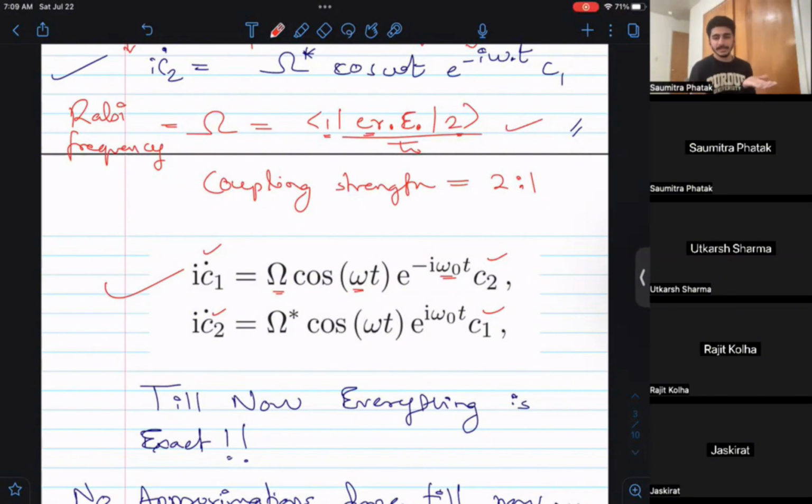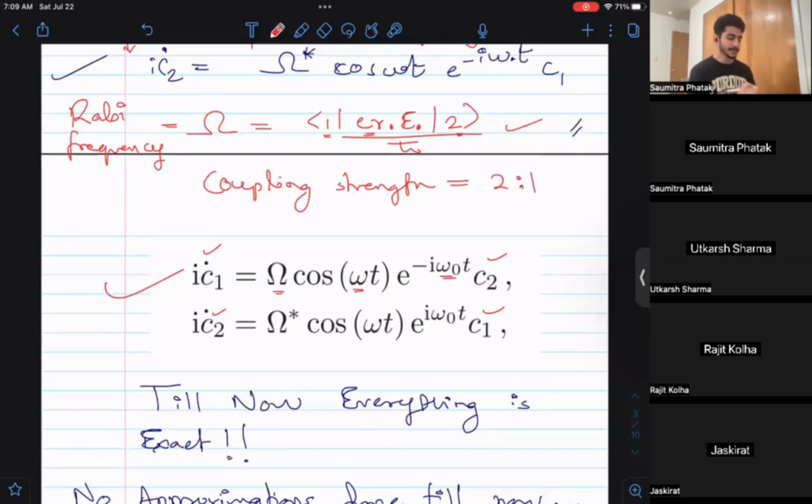Why does that coupling even exist? Because this coupling will be zero if we have not applied any external field. The first and the second level are not going to interact, and no transition is going to happen from the first level to the second level or second to the first level, if we have not applied any electric field, or even if the atom doesn't have any dipole moment. Because this is a dipole interaction, this transition is happening, and that's why capital omega is non-zero.